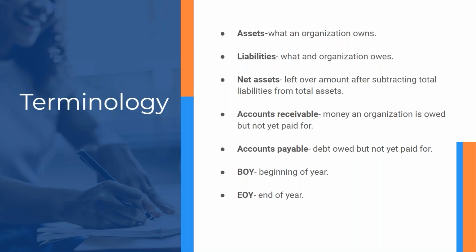Accounts receivable is money an organization is owed but not yet paid for. Accounts payable is debt owed but not yet paid for. BOY is beginning of year and EOY is end of year. We'll see these terms quite a few times throughout the demo and throughout completing the balance sheet information.